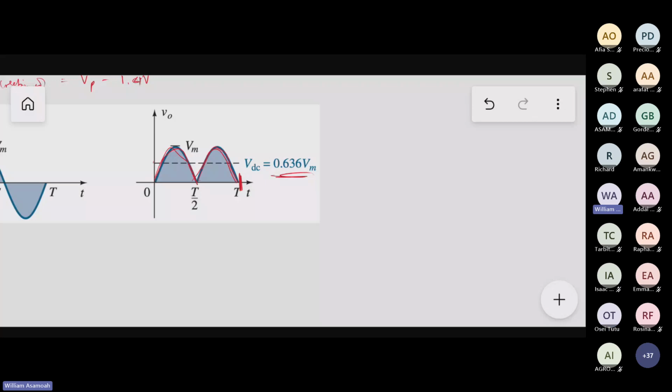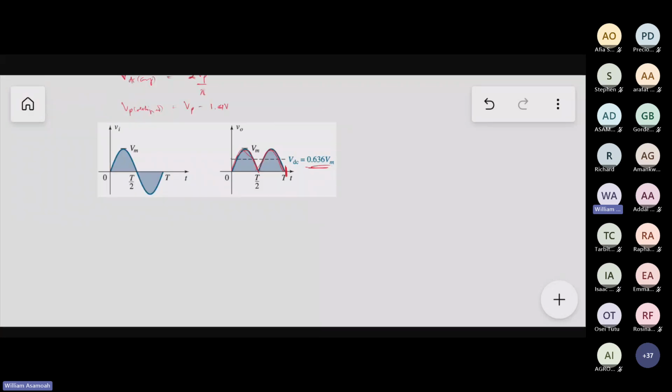Number one, he says that the mains transformer secondary, you know that the transformer secondary is the output, the primary is the input. Is that right? So he says the output is giving us 12 volts RMS. If we give you 12 volts RMS, what's the maximum?